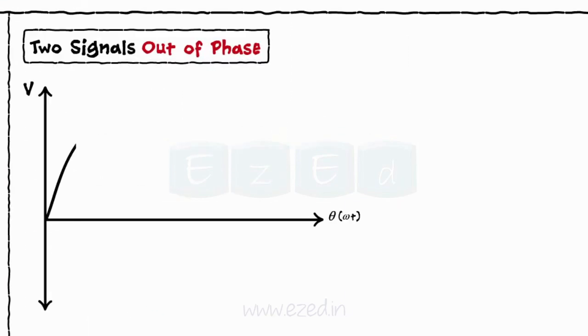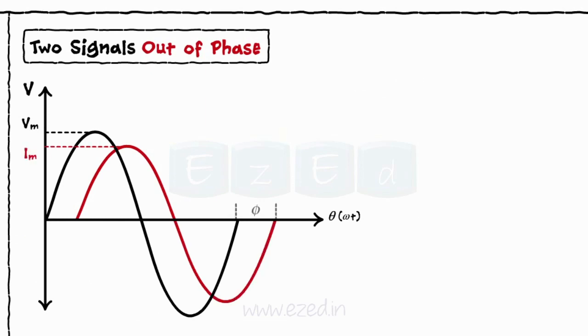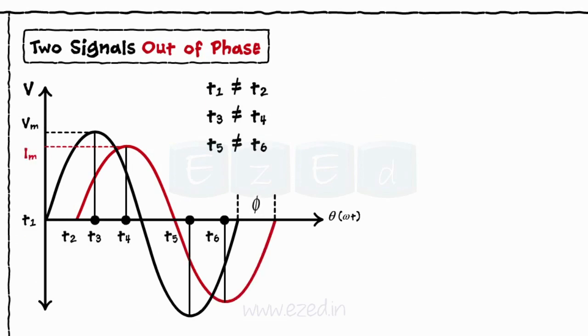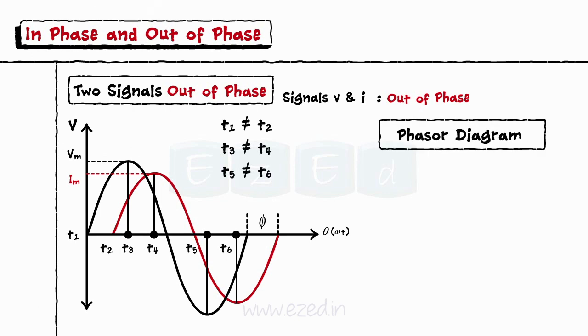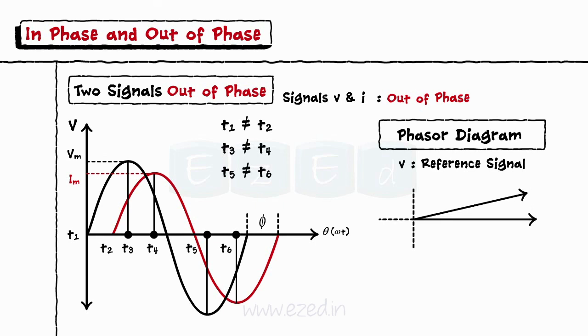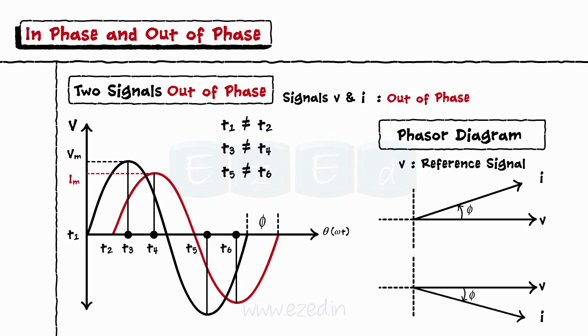But if these two signals attain the 0 magnitude at different time instances or the maximum magnitude at different time instances, the signals are said to be out of phase with each other. To draw the phasors of such signals, one signal, generally the voltage, is considered as the reference signal and is drawn on the x-axis. The second signal is drawn either in the clockwise or in the anti-clockwise direction depending on the phase angle.